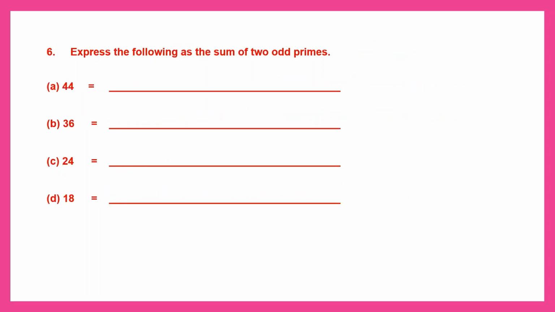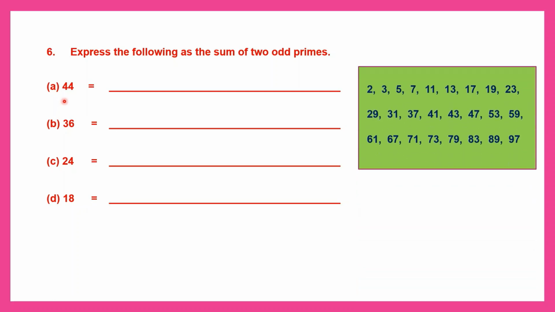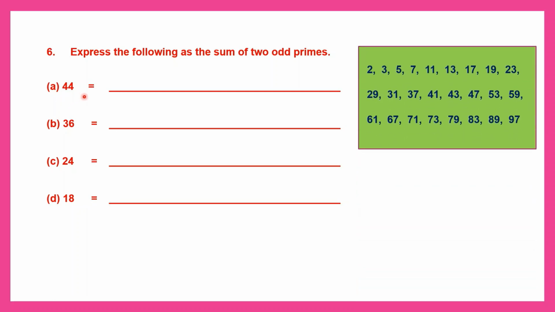Question 6. Express the following as the sum of two odd prime numbers. So now if we have 44, I have to get two odd prime numbers that will add up, that means the sum will be 44. It's always helpful for us to keep the prime numbers from 1 to 100 ready so that we can check with this.